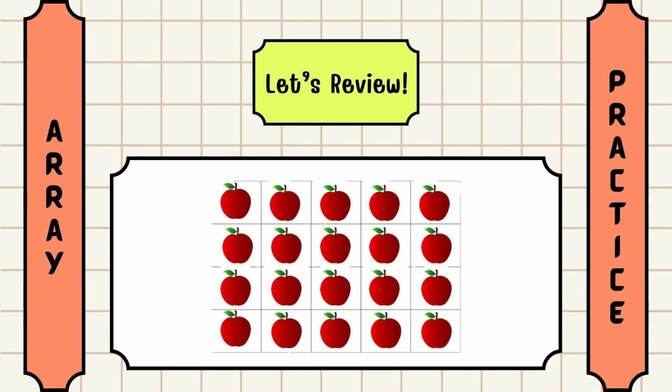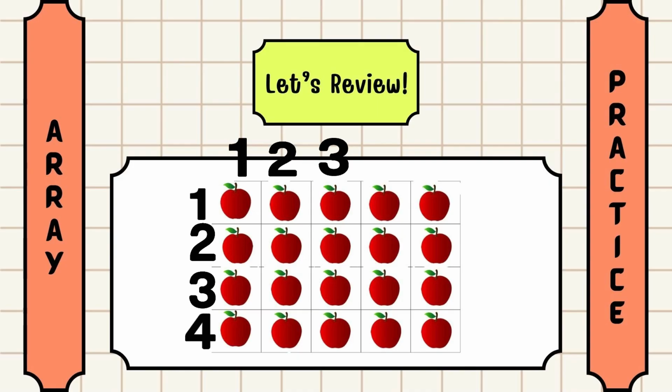Now, let's review it together. Let's look at the array. Take a moment to count the rows. We can see 1, 2, 3, 4. Now, let's count the columns. We can see 1, 2, 3, 4, 5. There are 5 columns in this array. Great! So, we have 4 rows and 5 columns.